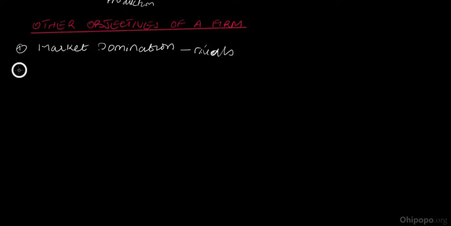The next objective that we are going to see will be sales maximization. When we talk of sales maximization, sales here simply is the ability of the firm to sell all that she has produced. So firms might sacrifice profit. How can they sacrifice their profit? By simply cutting down price so as to increase their sales.